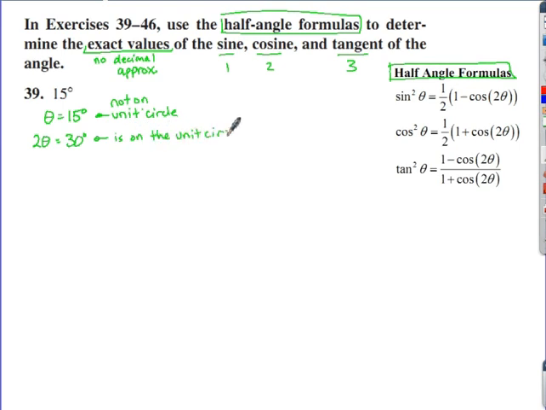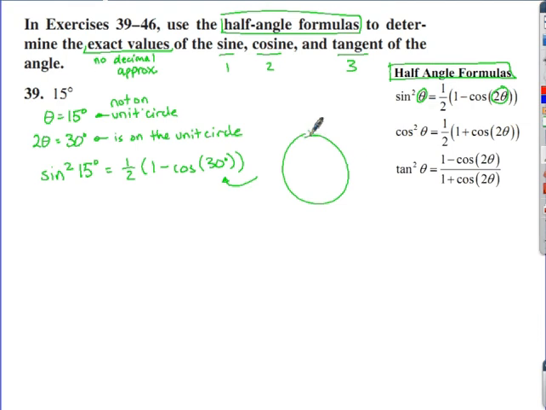So that's where these half angle formulas come into play. The problem is we don't know theta, but we do know 2 theta on our unit circle, so we can play with this a bit. It tells us to use the formula, so let's use it. The formula says sine squared of theta, which is 15 degrees for us, equals 1/2 times 1 minus cosine of 2 theta, which is 30 degrees. The nice thing is we know cosine 30 degrees.